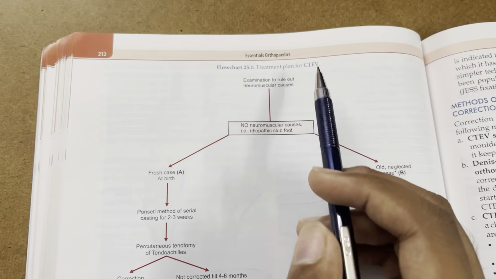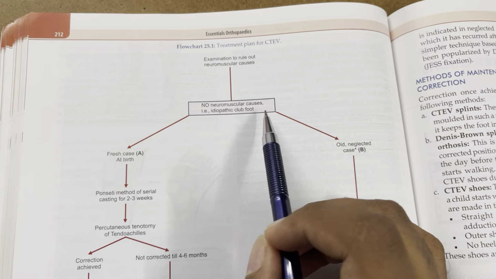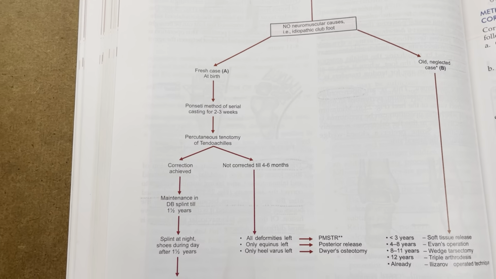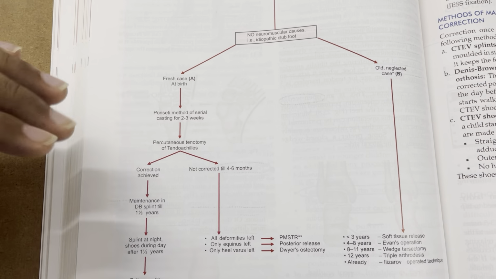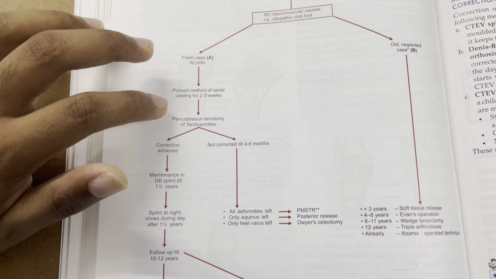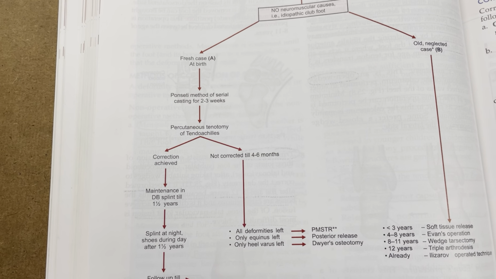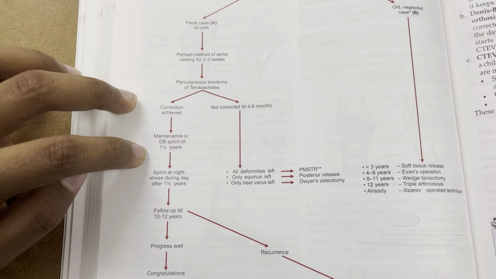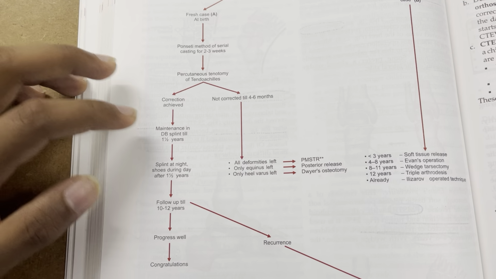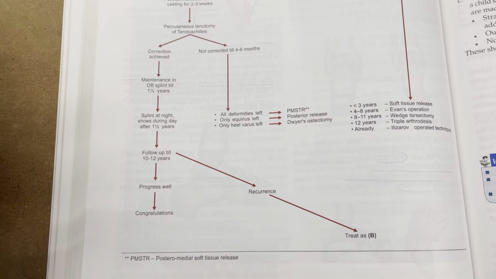Then this is the treatment plan. So first, examine to rule out neuromuscular causes. Try to rule out polio and AMC and all that. So if it is idiopathic clubfoot, a fresh case presenting at birth, you've seen the dorsiflexion, you've done the screening test, okay, you've seen all the other features. So first, conservatively go for the Ponseti method of serial casting for 2 to 3 weeks. And then if you want to still facilitate it, you can do a percutaneous tenotomy of the tendo Achilles. If there is a correction, again till 1.5 years, DB splint till the child starts walking, splint at night, and CTEV shoes during the day after 1.5 years, follow up till 10 to 12 years, and congratulations.